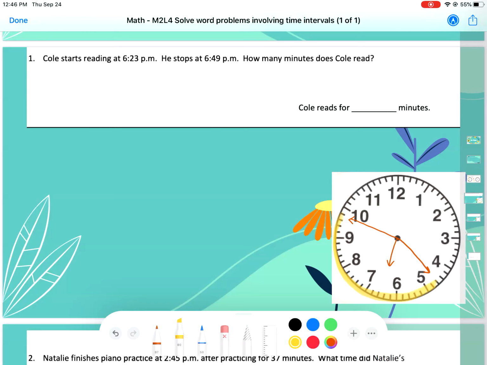Once again, we can count the sticks, and then we can find how long he read. But another way is by writing the two times like this and subtracting the small number from the big number. So 9 minus 3 is 6, 4 minus 2 is 2, and then 6 minus 6 is 0. So that way we know that it took him 26 minutes.